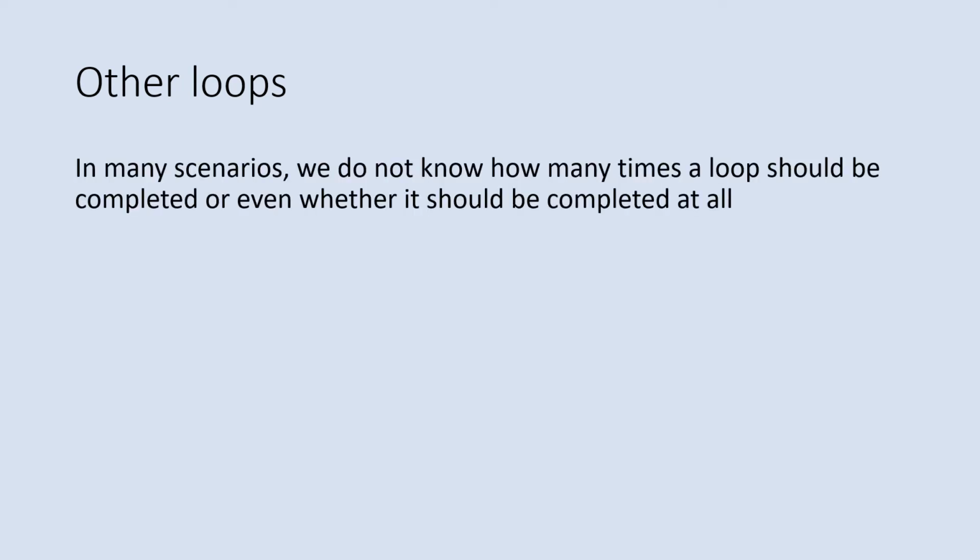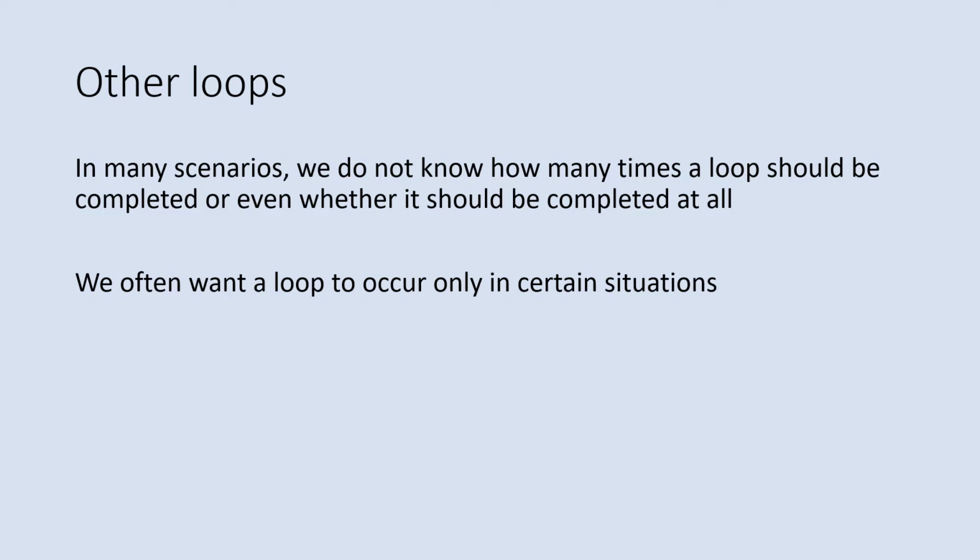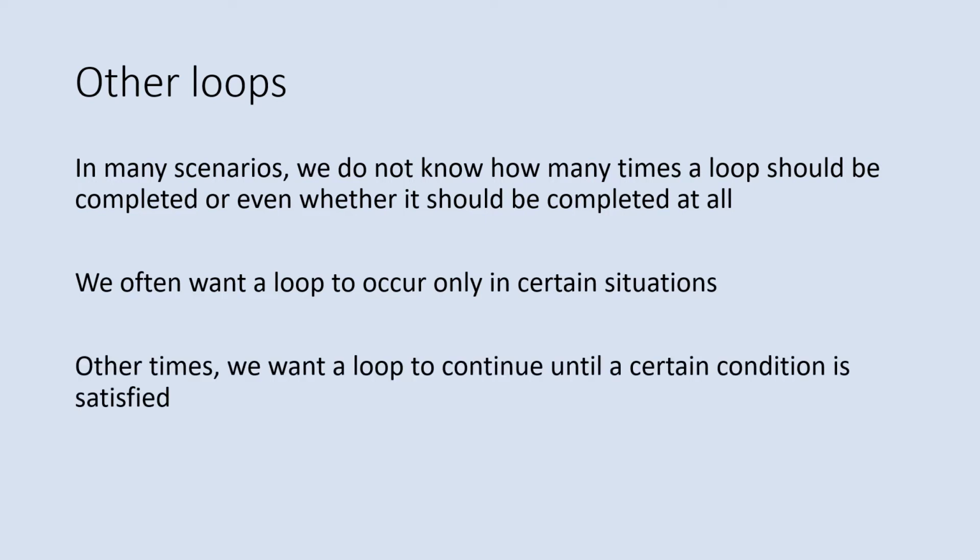Other times, though, there are other kinds of loops that the counting doesn't work for us. Sometimes we don't know how many times a loop should be completed, or even whether it should be completed at all. Sometimes certain loops will only be completed if a very specific scenario has taken place. And so if we don't know how many times a loop should be completed, or even whether it should be completed at all, then we can't use the counted loop procedure that we were just discussing. And so if it should only occur in certain situations, then we need to be able to test whether that situation has been met.